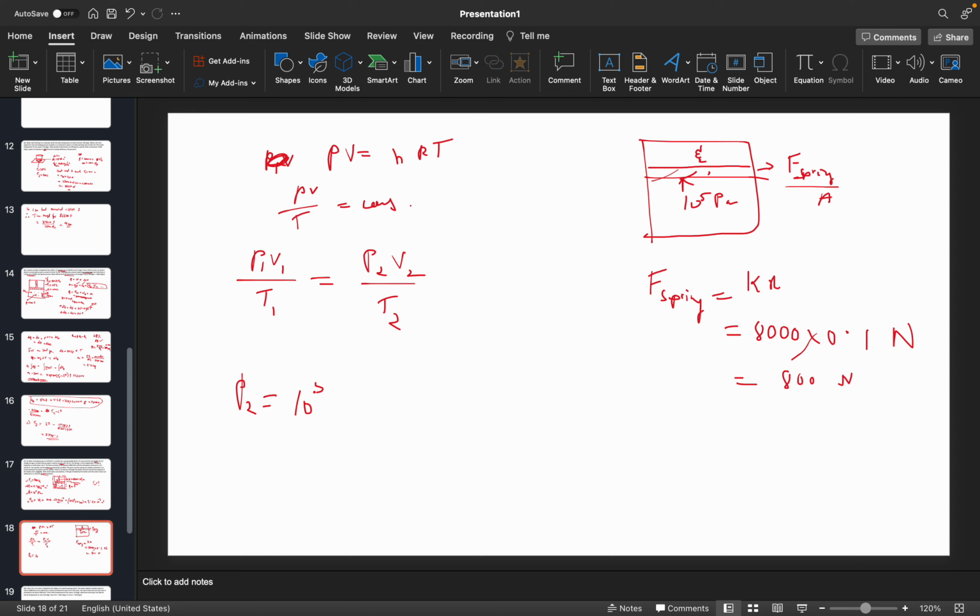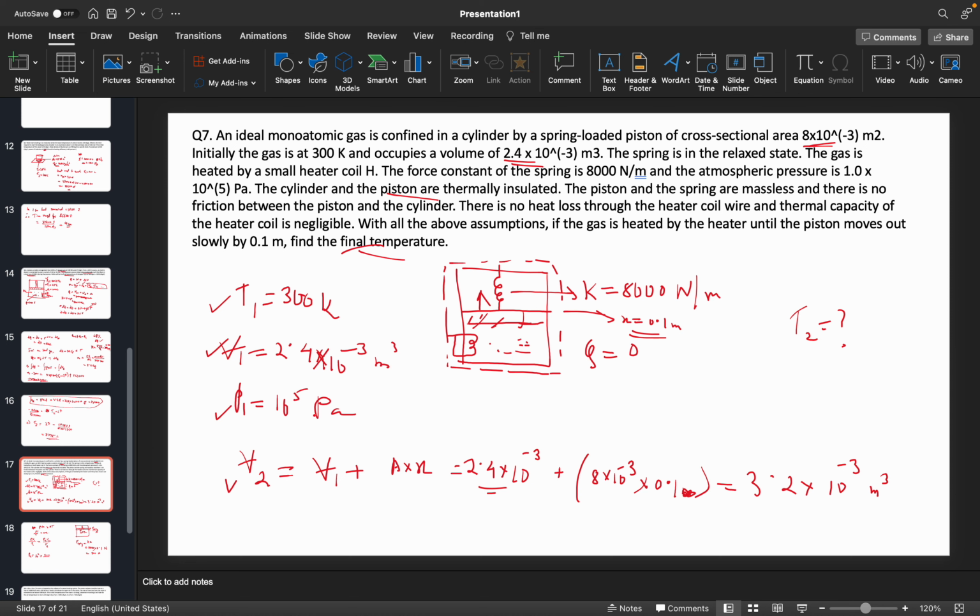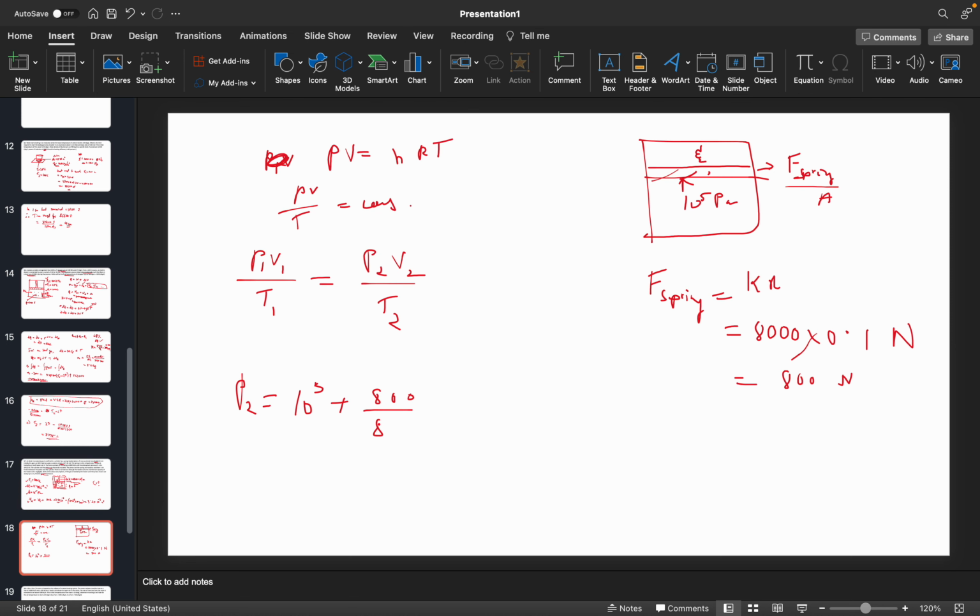10 to the power 5 plus the spring-exerted pressure, that is 800 divided by the cross-sectional area, 8 into 10 to the power minus 3. So it is 10 to the power 5 plus 800 divided by 8 into 10 to the power minus 3. That gives 2 into 10 to the power 5 Pascal. So our problem is solved.